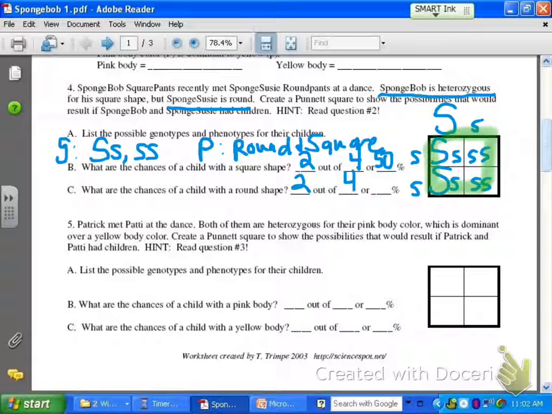Good. Now, your job for homework: I want you to do number 5, 6, and 7. You have a different assignment than second hour. So you're going to do 5, 6, and 7 for homework. Go ahead and circle those. If you have any questions, you may ask.